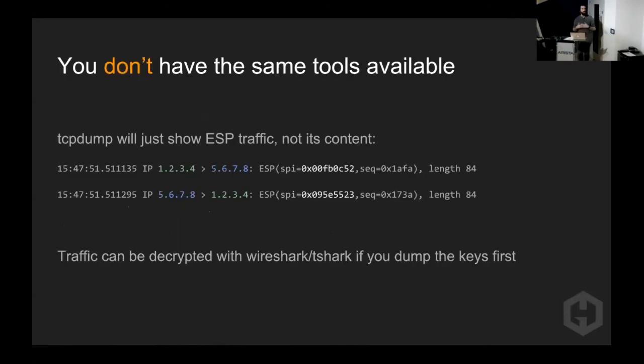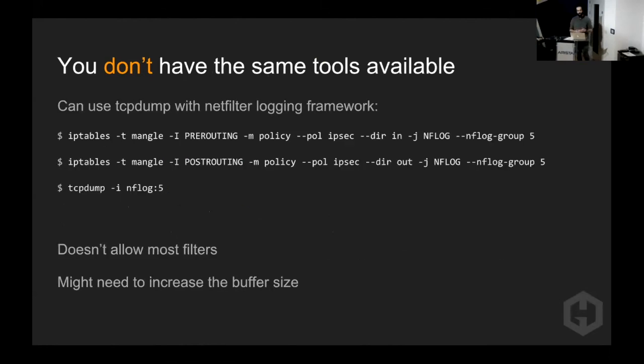Quick reminder, some of the tools we're all used to having won't work. This is kind of silly and obvious, but tcpdump won't just work because all the traffic is encrypted, so you will just see a bunch of encrypted traffic. You can use tools like Wireshark and tshark to decrypt it if you dump the keys in advance. We used to have a couple of scripts to do that. You can also use Netfilter. Do a bit of firewall shenanigans and get a dump of the traffic. Be mindful of the buffer size because you're going to run out of space very, very quickly, and you can really use most of the filters.